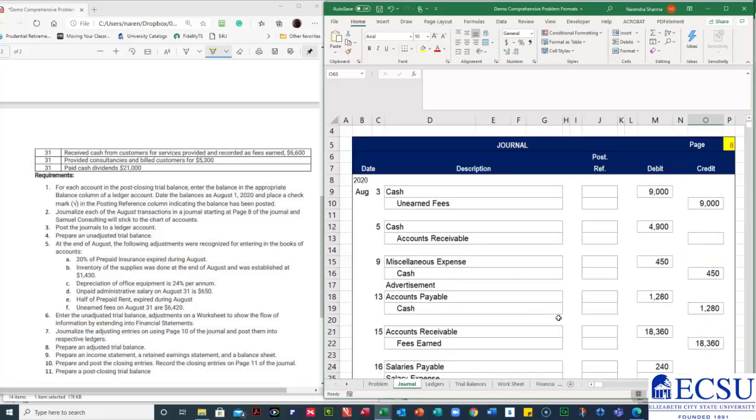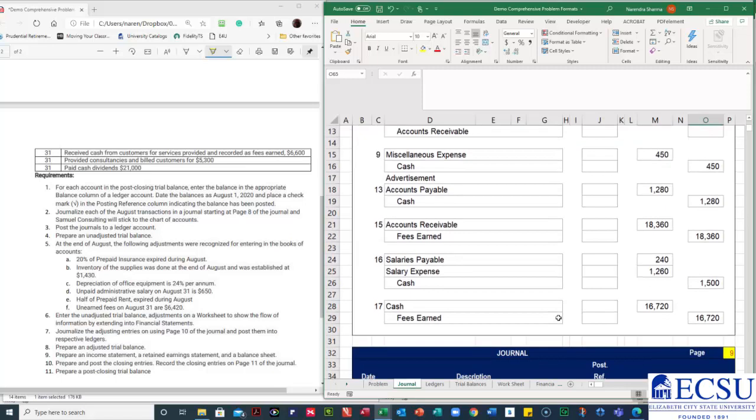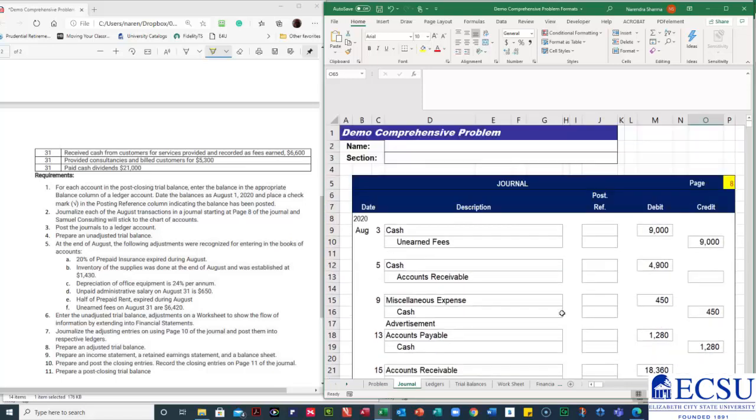So that's page number 8 and 9. Now what we have to do in this segment of the video, as I said to you, is post them.